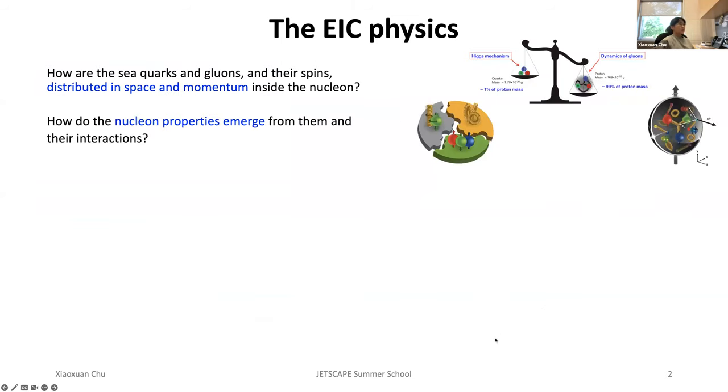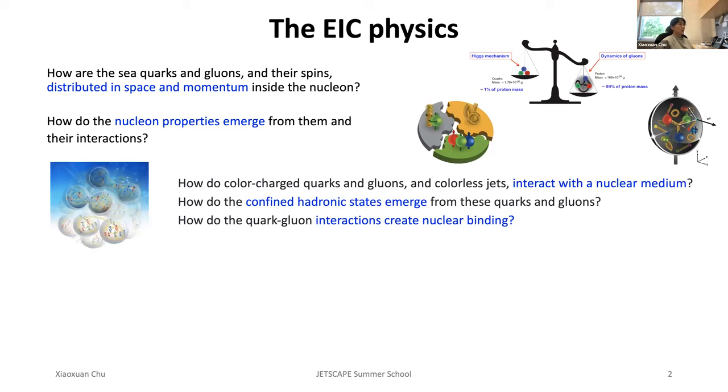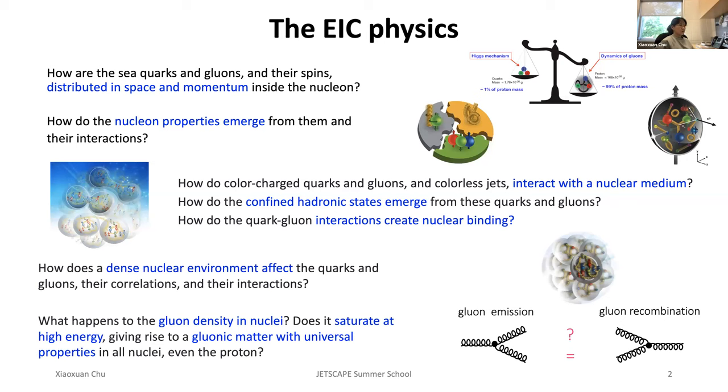The EIC physics can be divided into several groups. The first one: we want to study the inside of the nucleon, what the spin contribution is and what the distribution of the sea quarks and the gluons is. And in the end, how these sea quarks and gluons and also the valence quarks' spin and distribution form the properties of the nucleon. And the second, we want to understand how quarks and gluons, and also the colored jets, interact with the nuclear medium. And how do the confined hadronic states emerge from the quarks and gluons? And due to the quark and gluon interactions, how can we get the nuclear binding? And the last topic is we want to understand the dense nuclear environment, specifically the very high density of gluons. So we want to understand its strong gluon field in terms of gluon saturation.